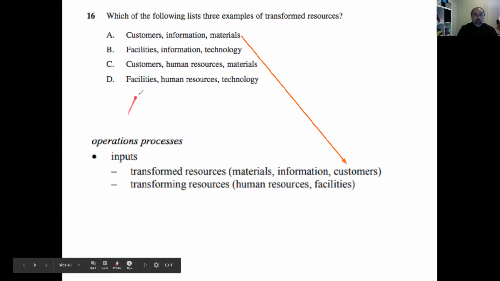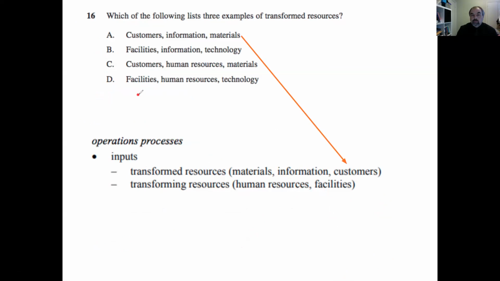Okay, so our next question, knowing the syllabus is probably an important part of your preparation. It is a very important part. So sometimes when we get questions like this, it's asking us a question that directly comes from the syllabus. So the question is on transformed resources. That's part of the operations topic. And here, this is the syllabus extract.